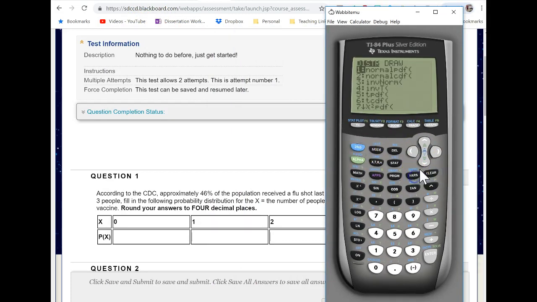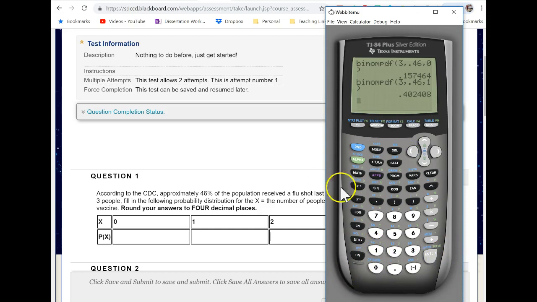So all you had to do for this particular question was come in, do binom PDF for our N of 3, our P of 0.46, and then for each of these different outcomes. So the first one would be a 0, and then just round those appropriately. And then you can just bring that back and change it to a 1.